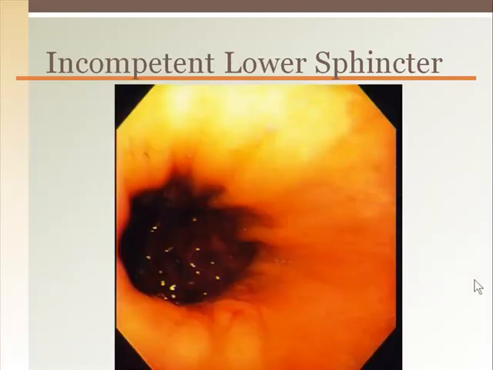This is a dysfunctional or incompetent lower esophageal sphincter. You can see the worm-like formations of the rugae within the stomach and an inflamed esophageal lining. This person has some terrible heartburn.